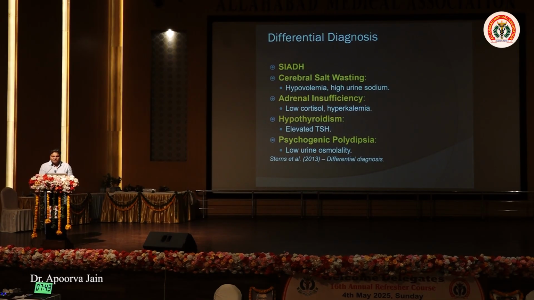Differential diagnosis of hyponatremia. SIADH is one of the differentials, and the first and most important other is cerebral salt wasting. So these are the patients who have severe traumatic brain injury and hyponatremia, generally euvolemic and confused with SIADH. In these patients, we should look for high urine sodium with hypovolemia. Patients of SIADH are generally euvolemic, but CSW patients are hypovolemic. Although said easily, it is really difficult to diagnose bedside whether it is SIADH or CSW. Adrenal insufficiency: low cortisol and hyperkalemia. Hypothyroidism: elevated TSH. Psychogenic polydipsia: low urine osmolality.